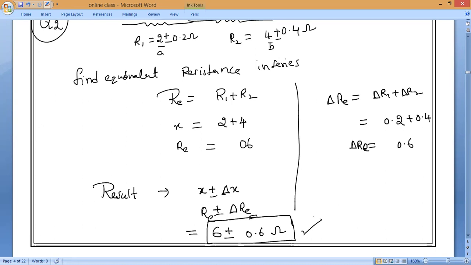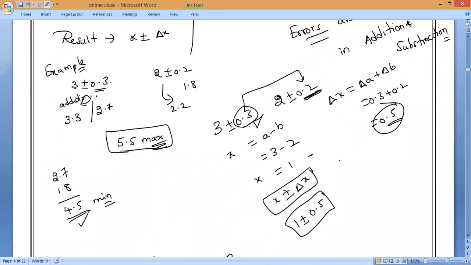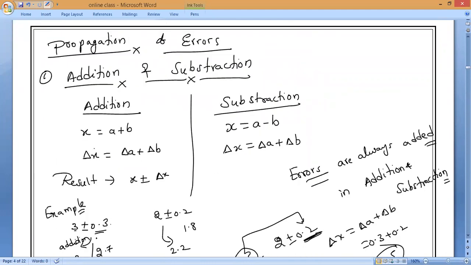That is your answer. Understand, Aswita? Laksha? Now, Manya is asking, sir, for subtraction, what is the answer? Nothing, Manya. See that, either you are doing addition or subtraction, doesn't matter. Delta x is same. If you are doing addition, x is equals to a plus b. If you are doing subtraction, x is equals to a minus b. This is addition and this is subtraction.